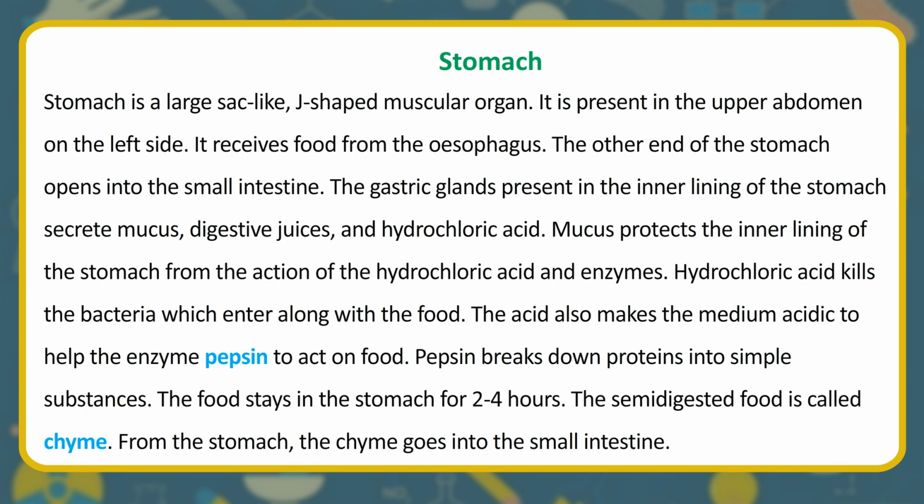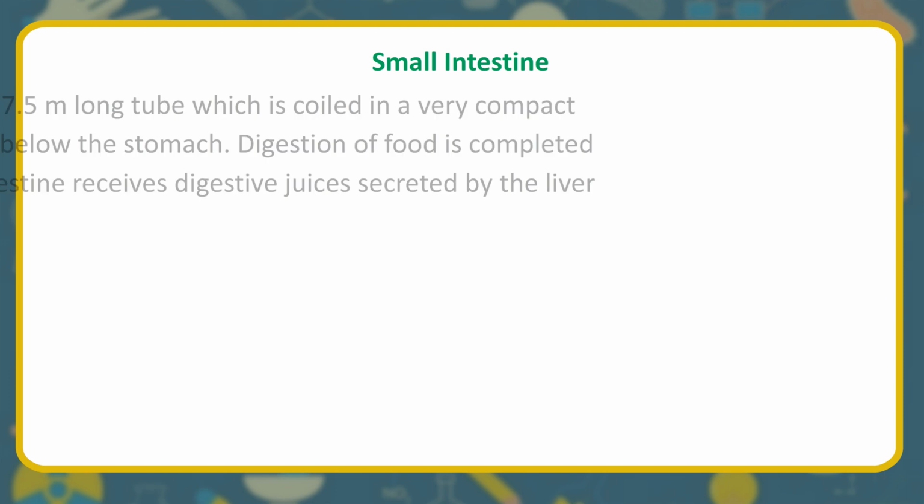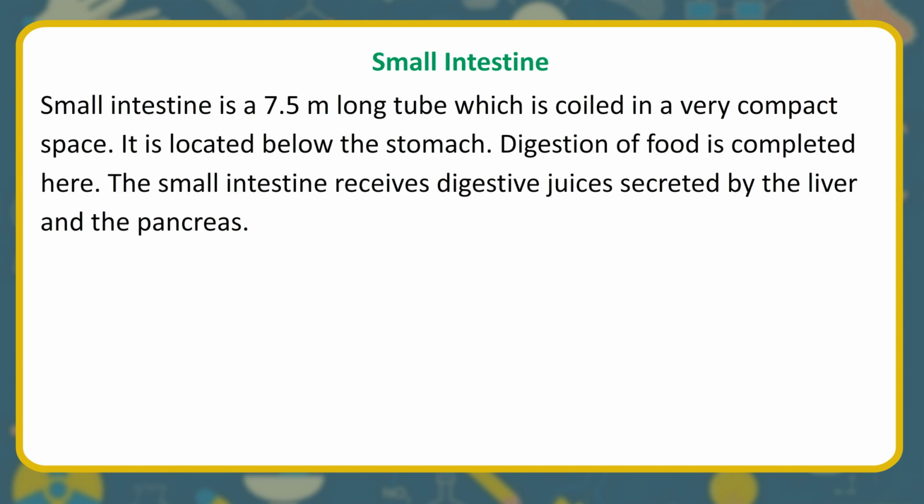The food stays in the stomach for 2-4 hours. The semi-digested food is called chyme. From the stomach, the chyme goes into the small intestine. Small intestine. Small intestine is a 7.5 m long tube which is coiled in a very compact space. It is located below the stomach. Digestion of food is completed here.